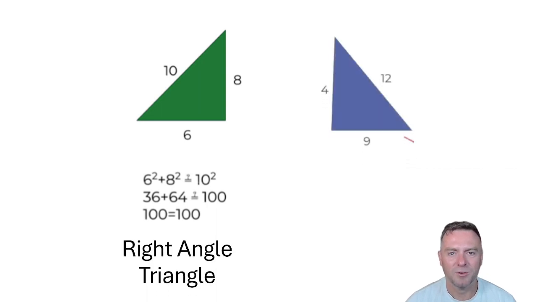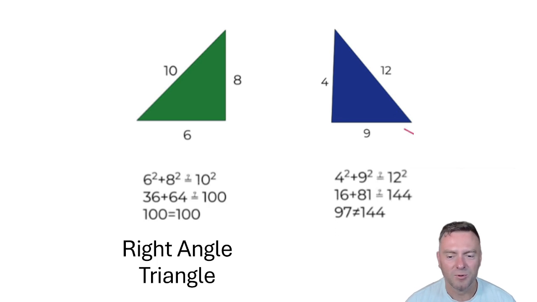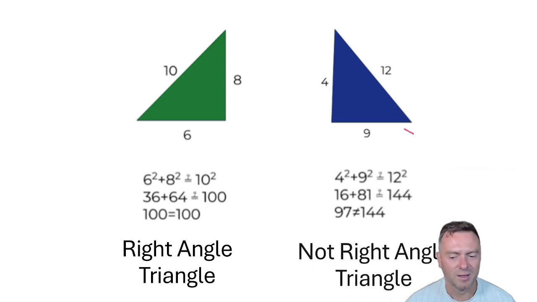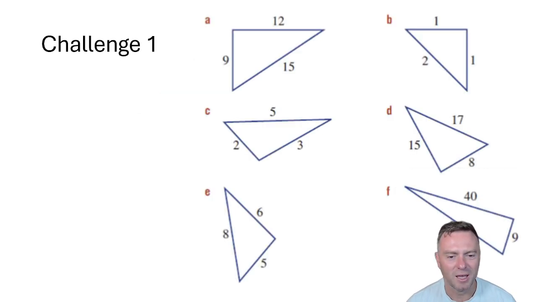Similarly, if we try another one with 12, 4, and 9, if we go 9 squared plus 4 squared equals 12 squared, it doesn't equal, so therefore it's not a right angle triangle. This is pretty much the same as the triplet example we gave before, but this time around you might have irrational numbers thrown in the mix, which can work. So our first challenge is to have a go through these. Just pause the video and see whether or not you can work out if these triangles are right angle triangles or not.